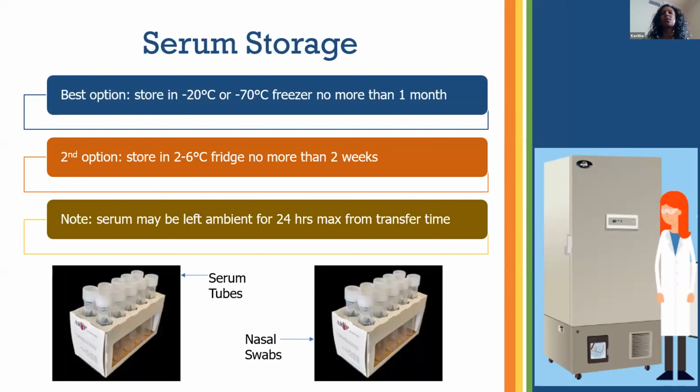Next, you want to store the serum. The best option is to store it in a freezer at -20 or -70. Second option is to store it in the fridge, 2 to 6 degrees Celsius. It can't be stored for more than 2 weeks. The serum can be left ambient for a maximum of 24 hours from the time it's being transferred. And then once you stick it in the fridge or the freezer, you can use these racks provided by ARUP and put all the serum tubes in one rack and the nasal tubes in a separate rack.